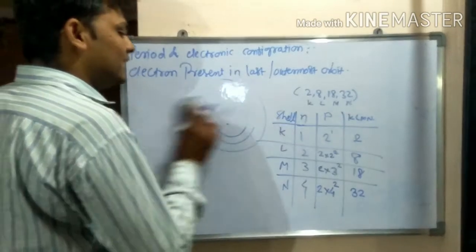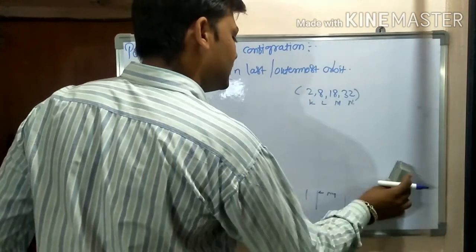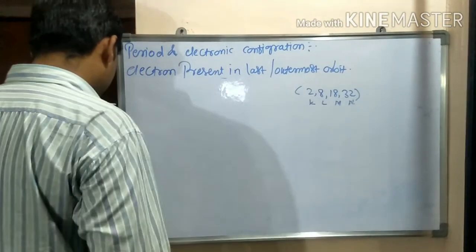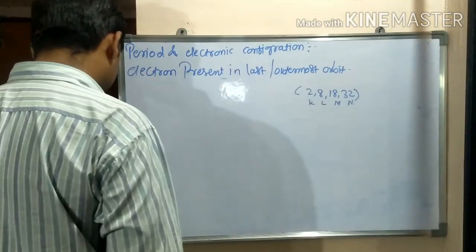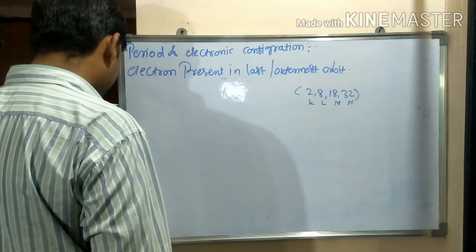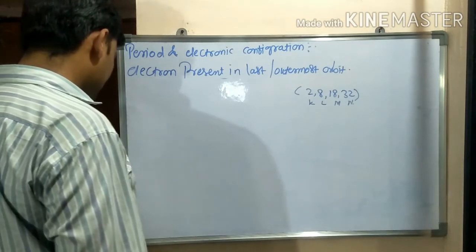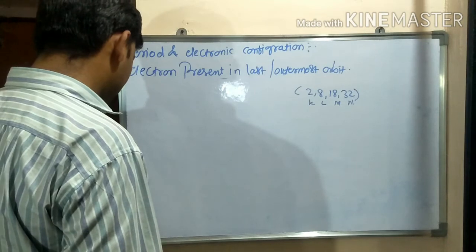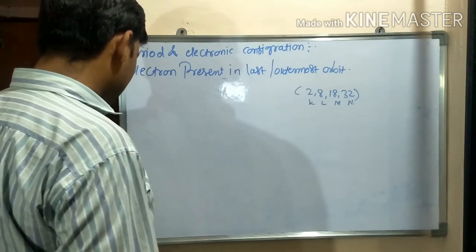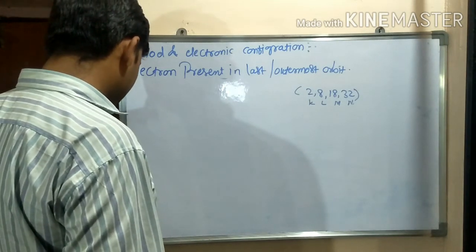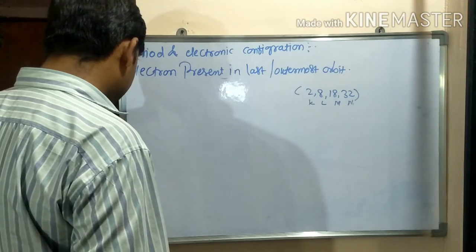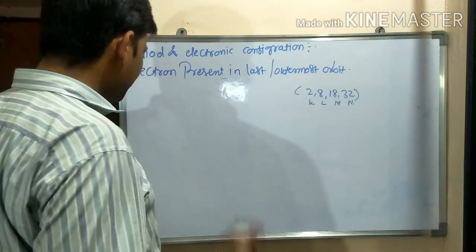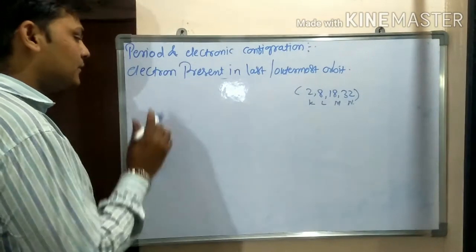So the valence electron in beryllium is... we are going to take another one, that is, we are going to take boron, carbon, oxygen. We'll take oxygen. So oxygen has the atomic number 8, and lithium is 3. So that's what we are going to take here, one example of lithium.